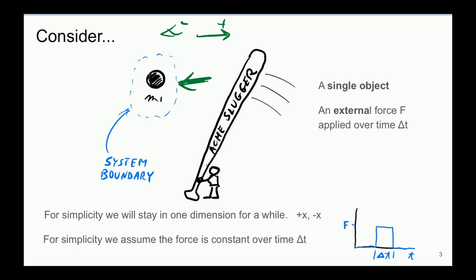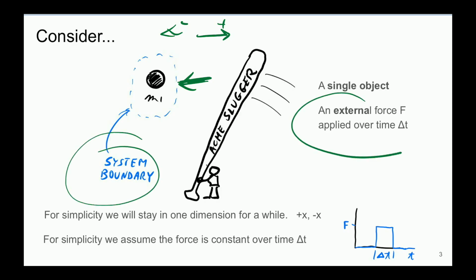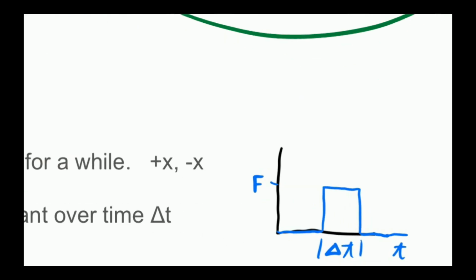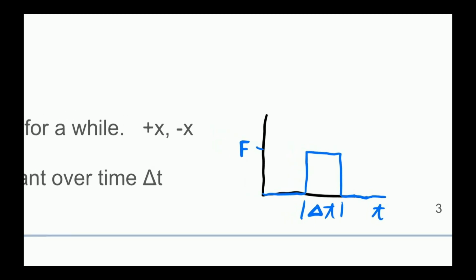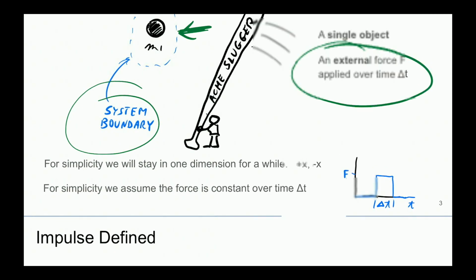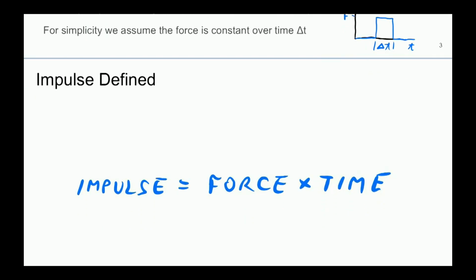Okay, so I want to emphasize that this is a single object. Even though something's colliding with something else, I have declared my system boundary to be a single object. Therefore, the baseball bat is an external force. I'm going to apply that force over a time delta t. Here in the lower right, I've put a graph of the force as a function of time, and you can see I made it a little square shape, which means I'm assuming, at least for simplicity right now, that the force is constant with time.